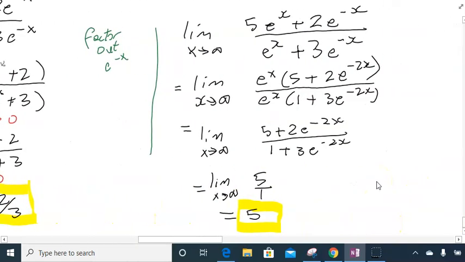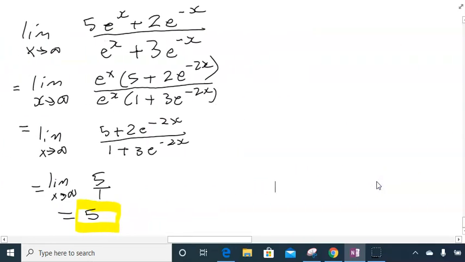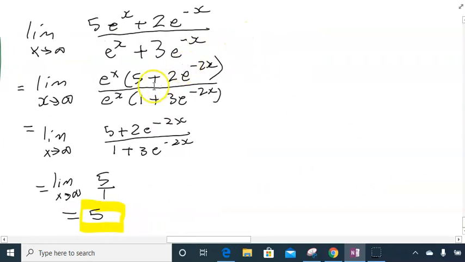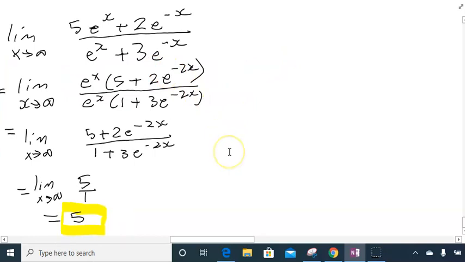And for approaching positive infinity, here obviously the higher one will be e to the positive x. So then we factor out that, and so we are left with 5 plus e to the negative 2x over 1 plus 3e to the negative x. So our answer will be 5 over 1, because these other parts will be going to 0. So our final answer will be 5.